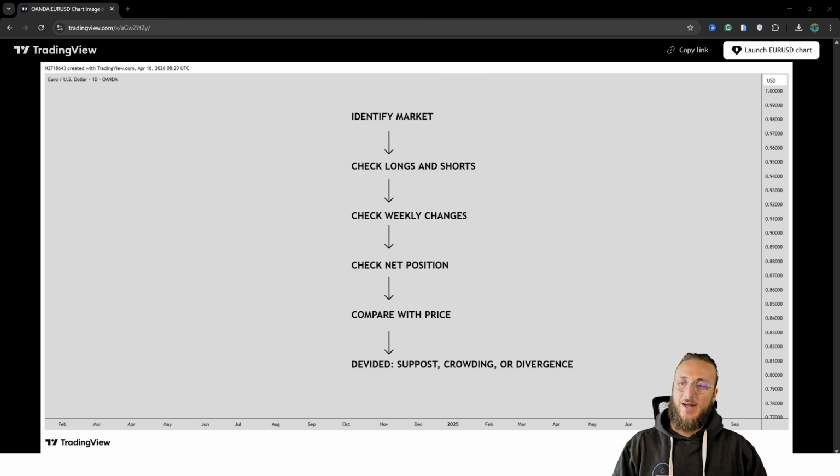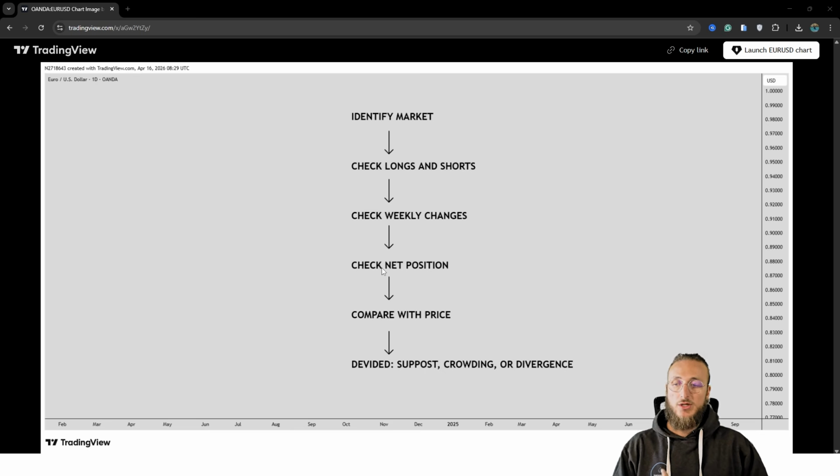So if I simplify the whole process into one roadmap, it would look like this. First, you identify the market you're analyzing. Second, you look at the long side and the short side. Third, you check what changed from the previous report. Fourth, you use the percentages to understand how meaningful those numbers really are. Fifth, you check the net positions, and this again is your summary reading, and then you compare all of that with the actual chart. At that point, the main question becomes very simple.